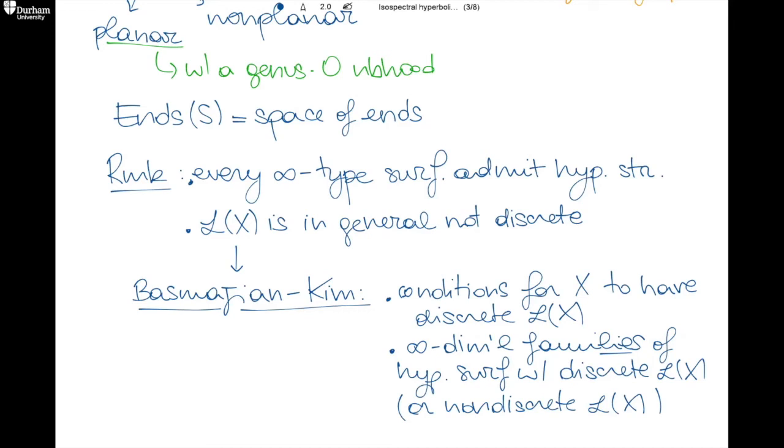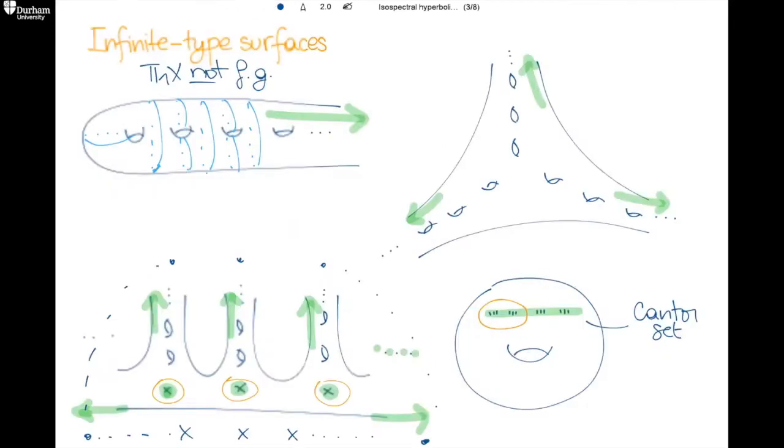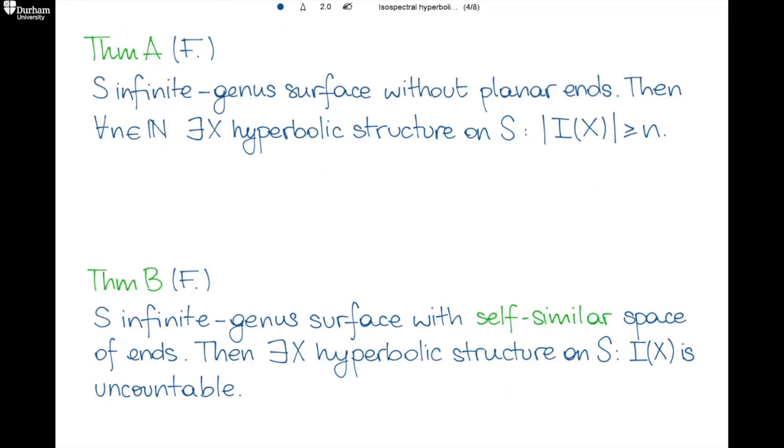So let me tell you what I could prove. I got these two results. The first one is for surfaces that have infinite genus and no planar ends. So I have no points removed, essentially. Then for every n, I can find a hyperbolic structure on my surface that has at least n-1 other hyperbolic structures that are isospectral to it and not isometric to it.